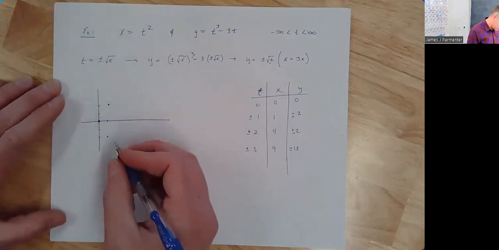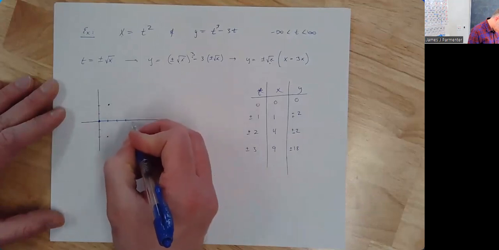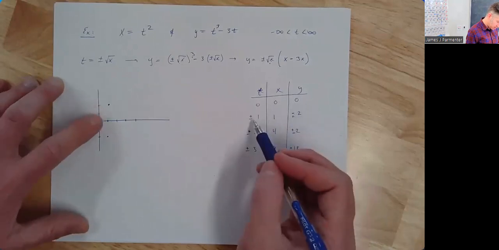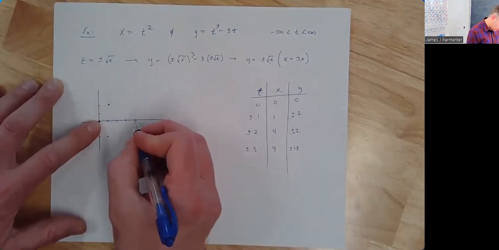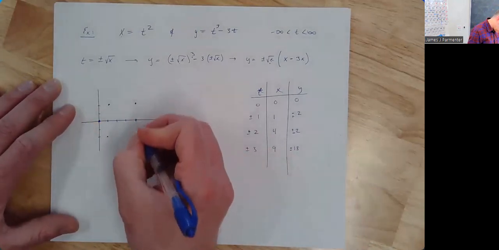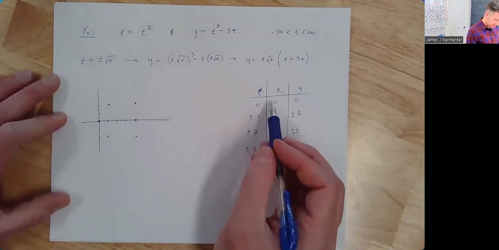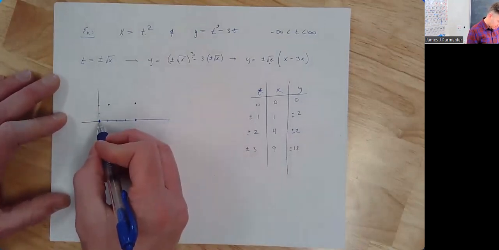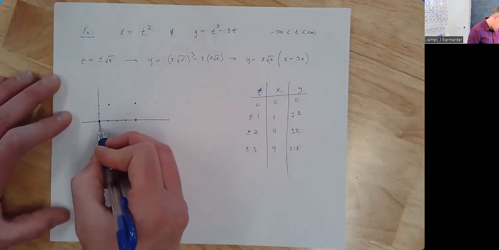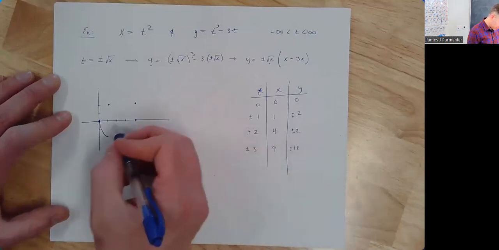So looking at what this graph looks like, let's see. So x is 0, y is 0, x is 1, y is 2, x is 4, and y is plus or minus 2 again. So let's see what happens. When time is 0, I'm right here. And then when time is 1, x is 1 and y is -2, so I'm going this way. And then when time is 2, x is 4 and y is +2, so then I'm up over here.